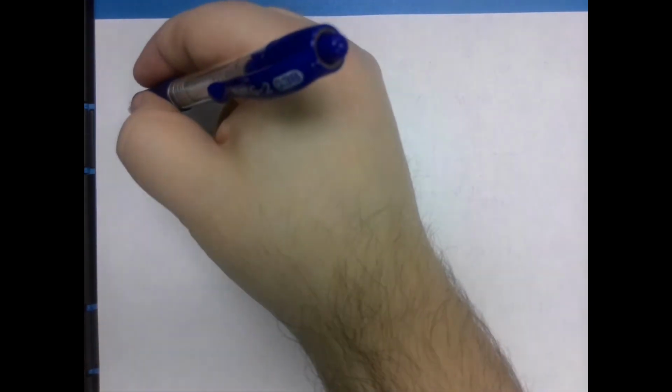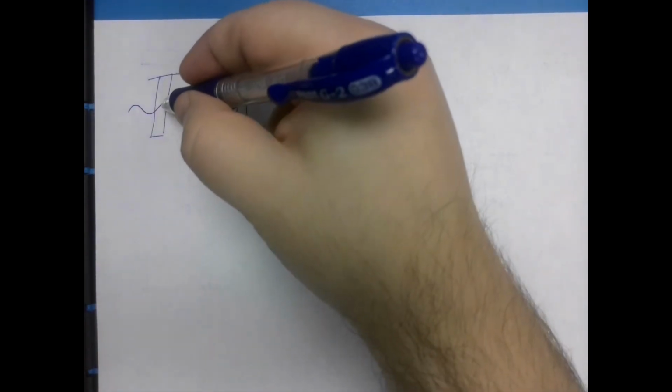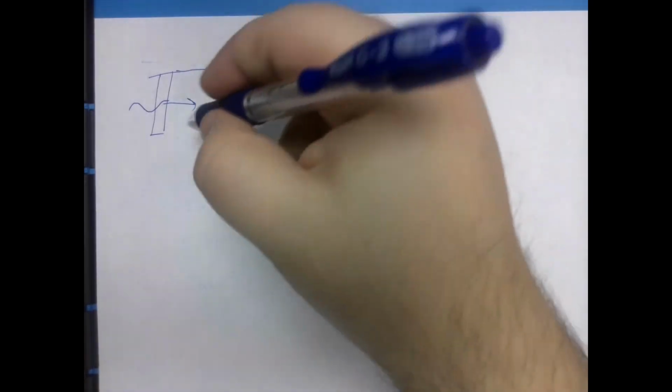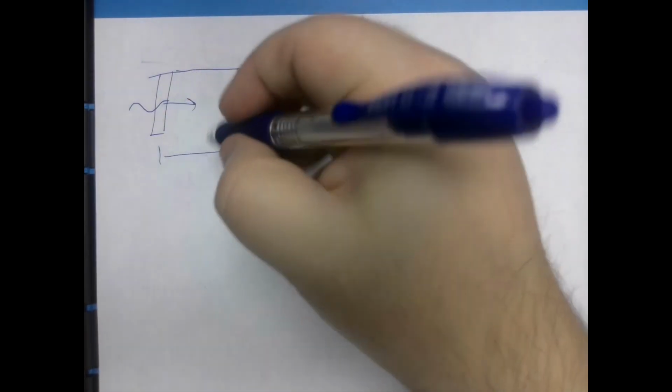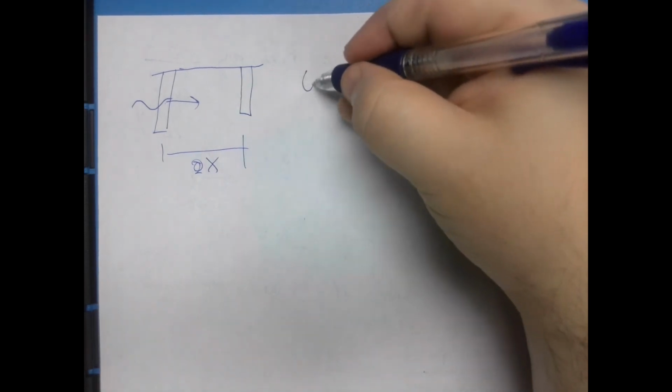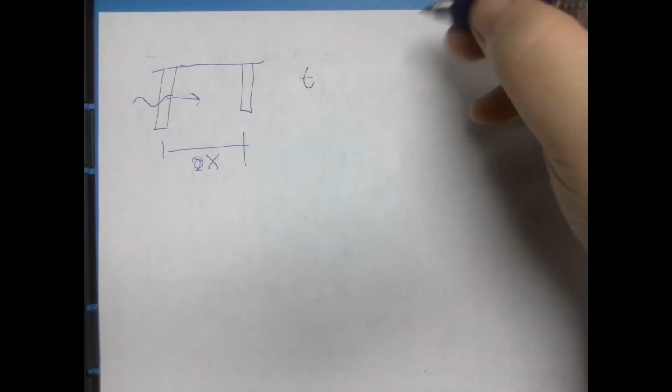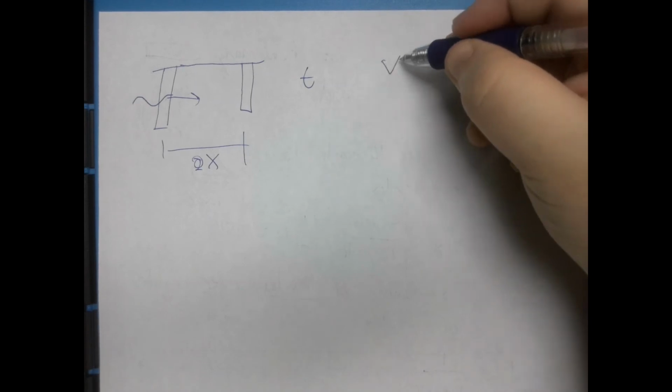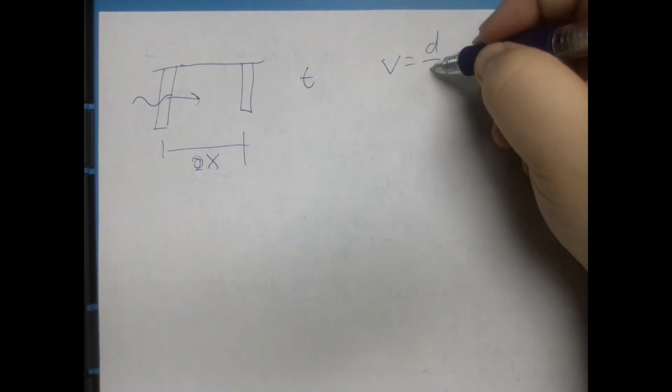So if we see that a wave is moving and it takes so many seconds, remember that speed is equal to distance over time.